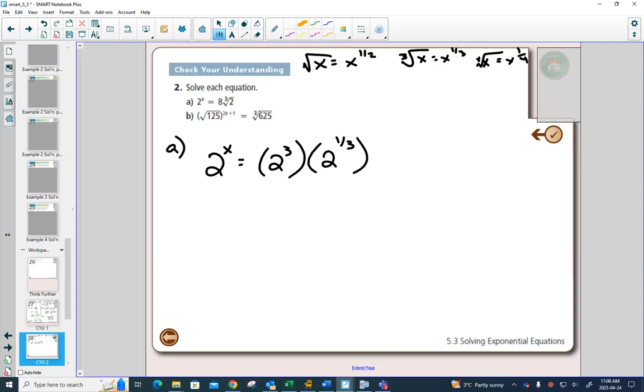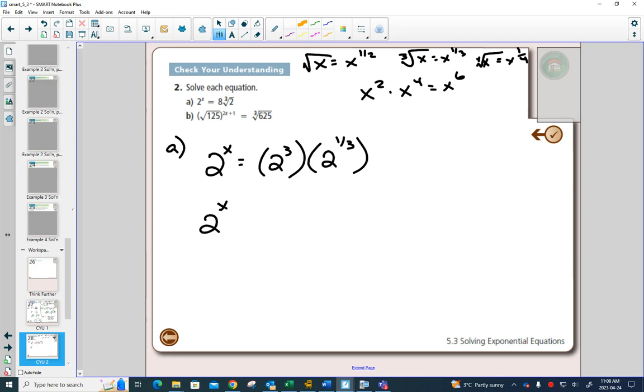I have a single power on the left, but on the right-hand side, I'm multiplying 2 powers with the same base. Do you remember that exponent rule? What would you do if you had x squared times x to the 4? You would get x to the 6. If you're multiplying with the same base, you add the exponents together. That's true even if they're fractions.